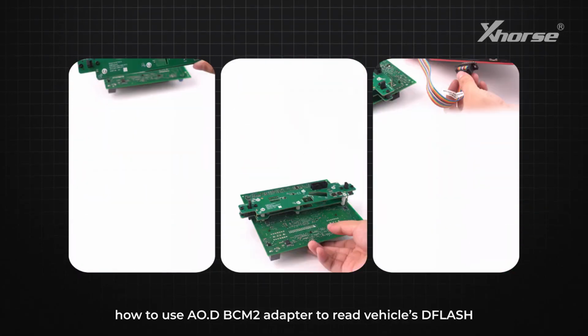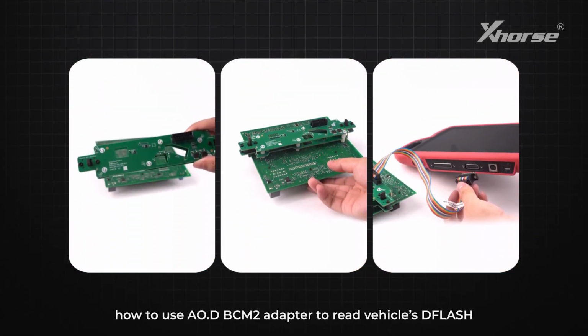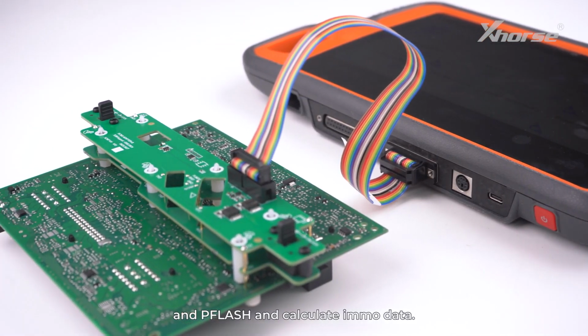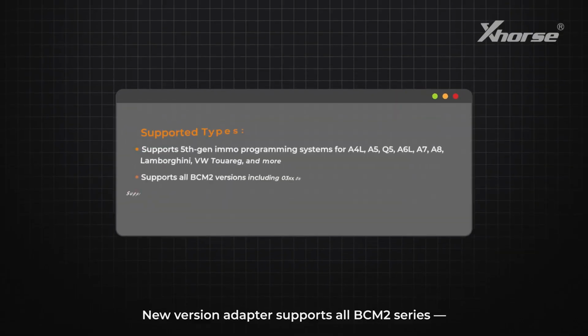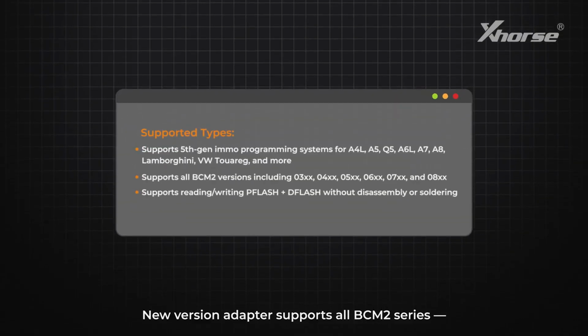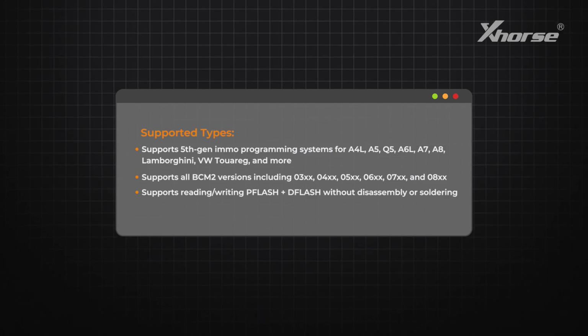Today we'll demonstrate how to use AUDI BCM2 adapter to read vehicles D-flash and P-flash and calculate IMMO data. New version adapter supports all BCM2 series. Let's give it a try.